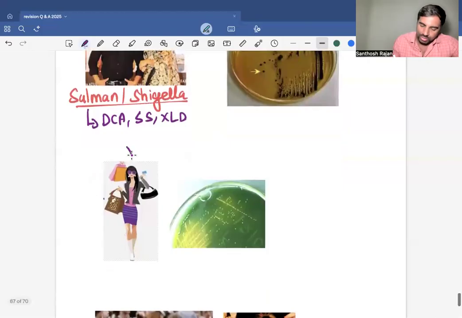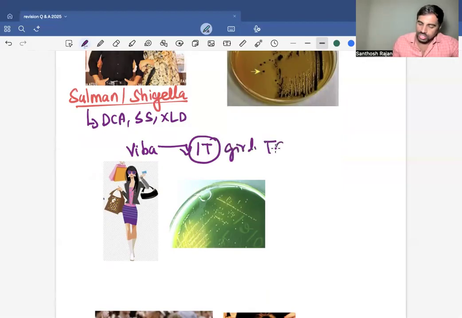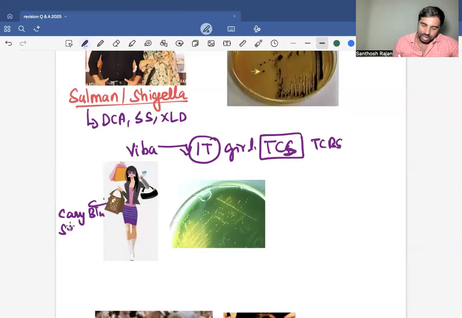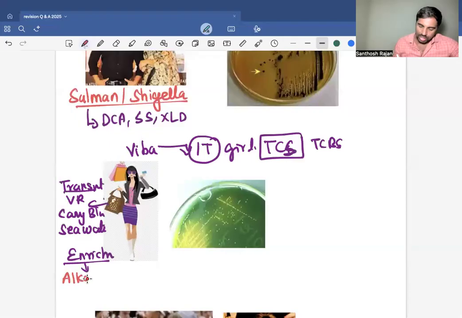Now the Viba story. Viba is an IT girl, she works in a TCS company. TCS means Vibrio, TCBS. I'm talking about TCBS. Her carrier media is Cary Blair media, and she carries autoclaved seawater. This is for transport, and also Venkatraman and Ramakrishna for transport. But for enrichment, she drinks alkaline peptone water.